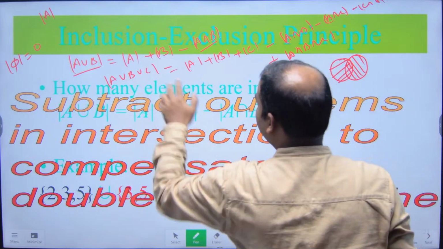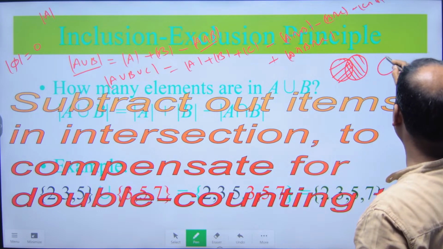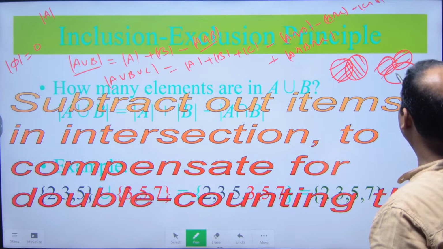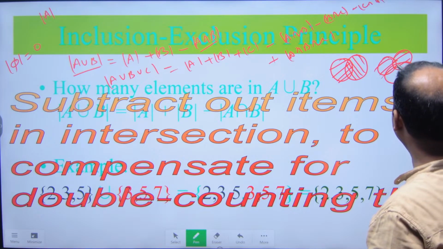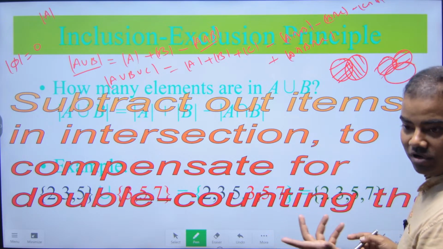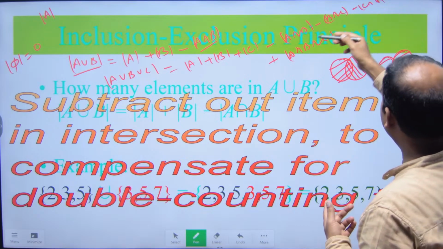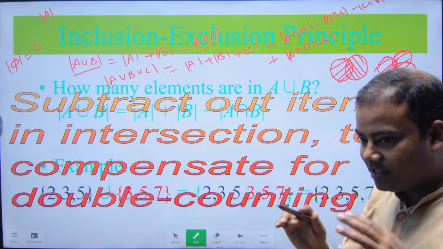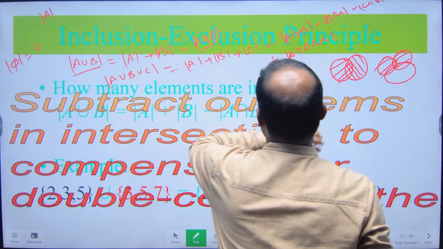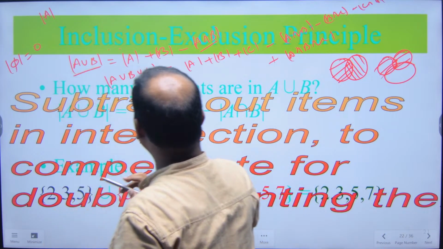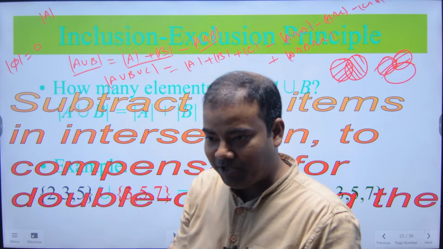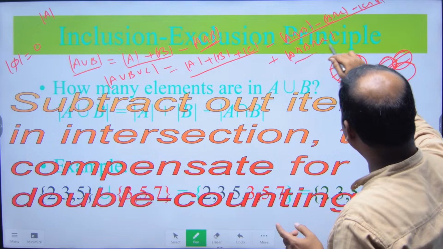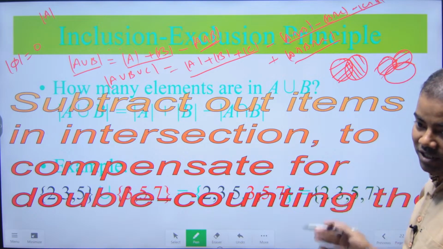Similarly, when we try to find the number of elements in A union B union C, what happens? First we added all these. When we added all these, these elements are added twice, so that's why these elements are subtracted. But when we subtract three times, this element is subtracted too, so that's why we have to add it back. This concept is clear. This is called the inclusion exclusion principle. When we have to find A union B, first you include all these things, meaning A plus B, after that exclude that. If there are 3 sets, include that, exclude that, again include that. If there are 4 sets, similarly you have to do this.